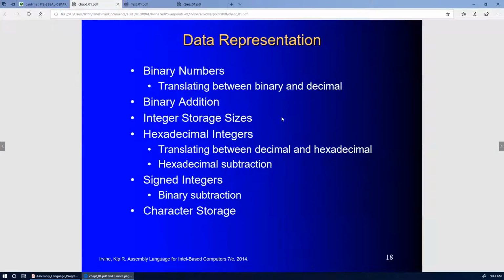So that's all interesting. Data representation is a much more important part of this chapter. We're going to have to learn about binary numbers, binary addition, the sizes of integers, hexadecimal integers, and translation between decimal and hexadecimal, signed integers, whether or not you're going to represent negative numbers, and then storing characters.